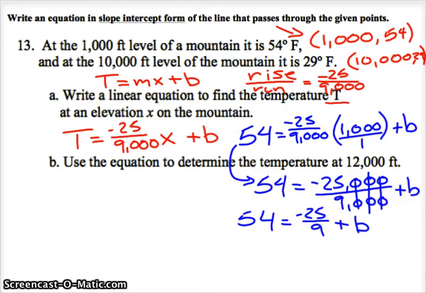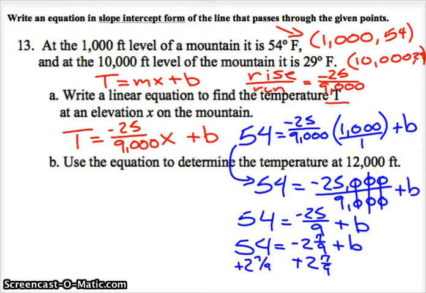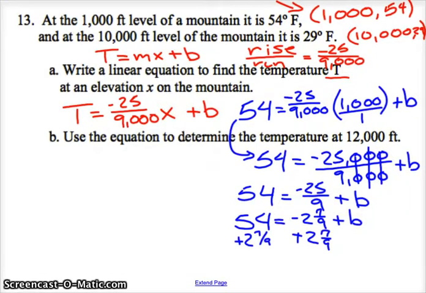I'm now going to simplify it again. I'm going to go ahead and make this 54 is equal to negative 25 over 9, which is the same as negative 2 and 7/9, plus b. The reason I'm doing that is I'm going to add this negative 2 and 7/9 over to both sides to isolate my variable b. And mixed numbers are a little easier to add. And so I have 54 plus 2, which is going to be 56, and 7/9 is equal to b.